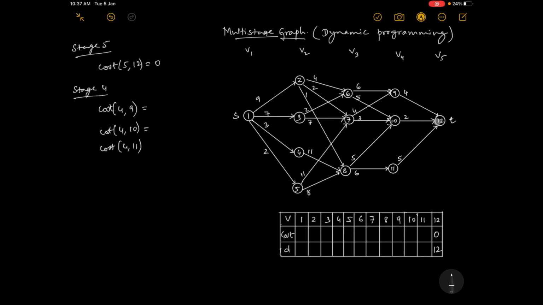So what is the cost of that? In stage 4, from 9 to reach 12, the cost is 4. To reach 12 from vertex 10 the cost is 2, and this is 5. Okay, from 11 to reach 12 you have cost 5, correct. So this is stage 4. So we'll solve stage by stage. So next is stage 3.